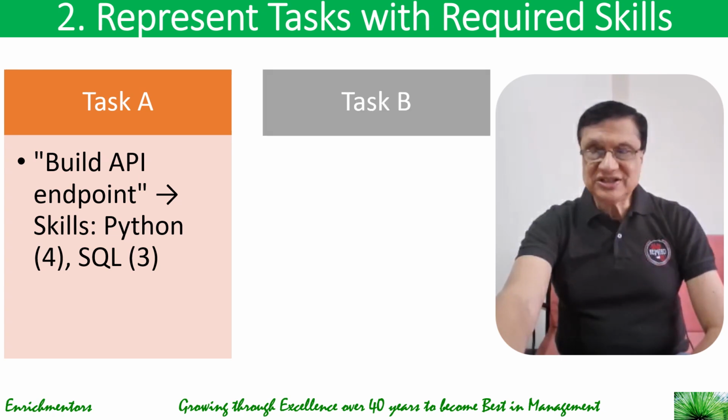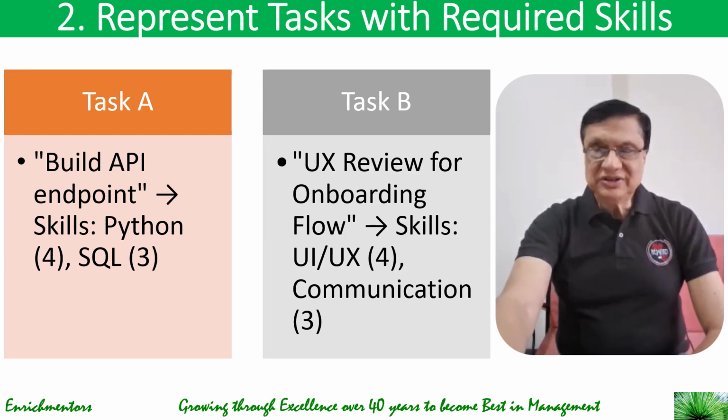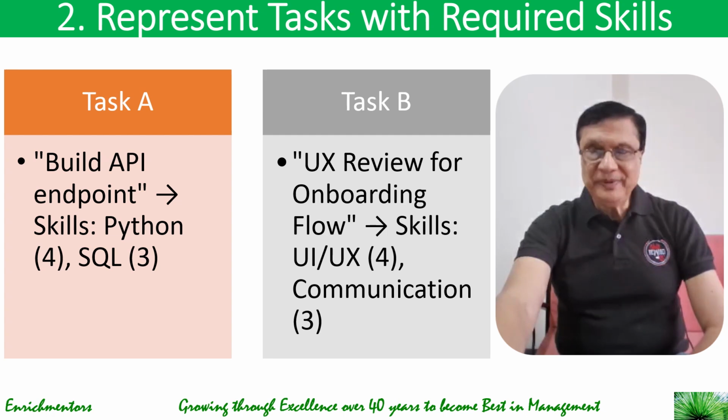The task B is a UX review for onboarding flow, and the skills that are required are UI UX at a 4 level and communication at a 3 level. Now, this can be structured manually or extracted using NLP from the task descriptions. So you have both possibilities for representing tasks with the required skills.